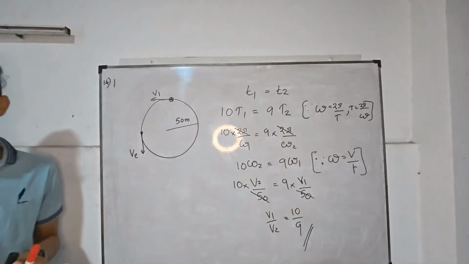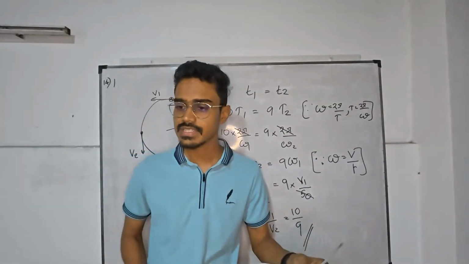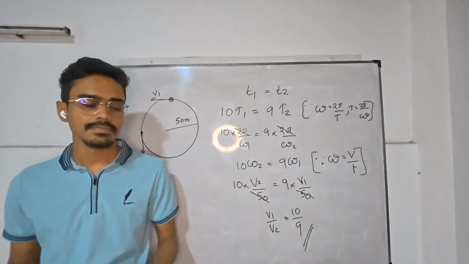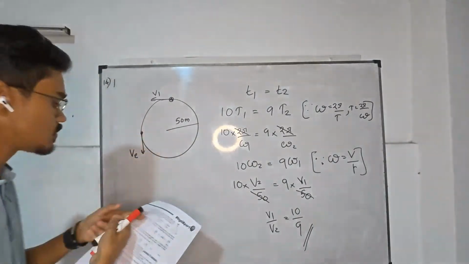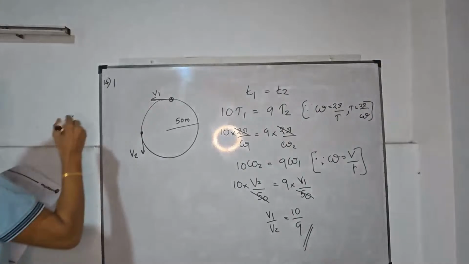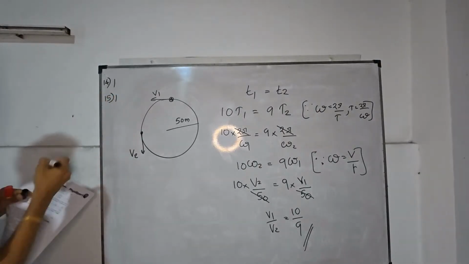If you understood the question, this is a very simple and easy calculation, if you get the question properly. 10 over 9, answer 1.